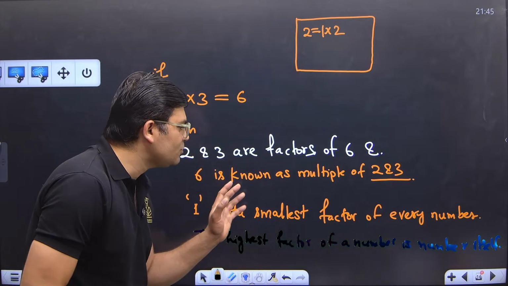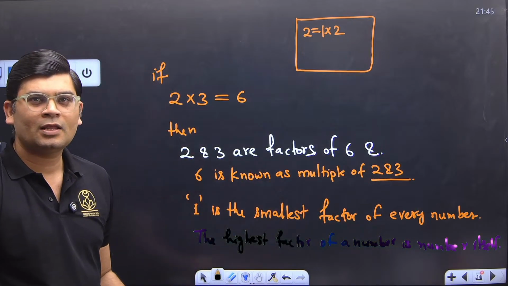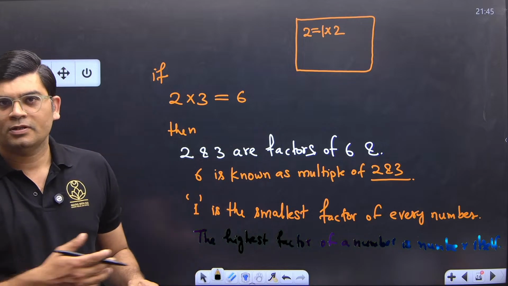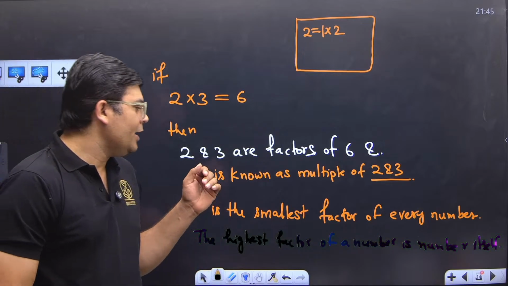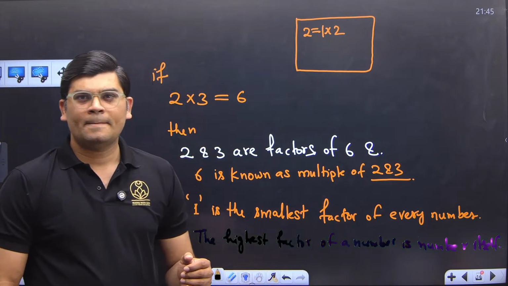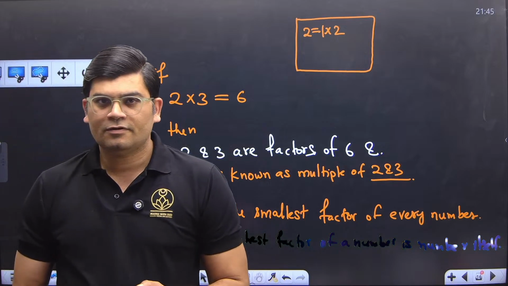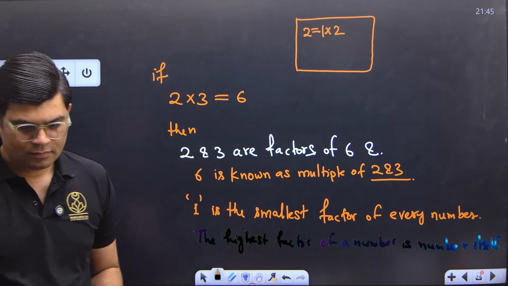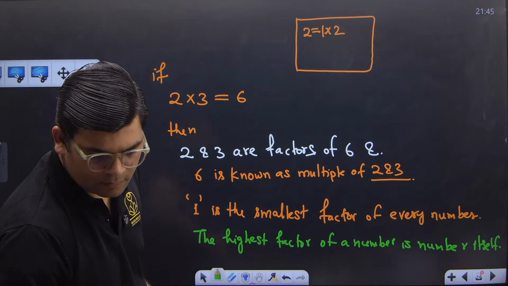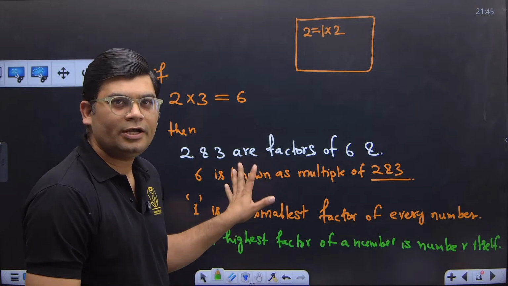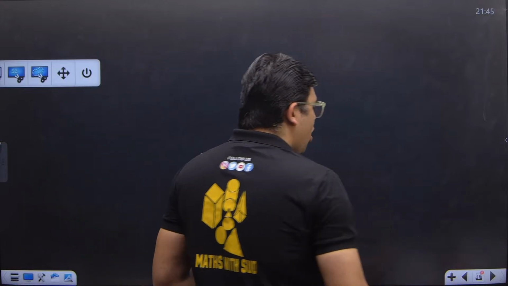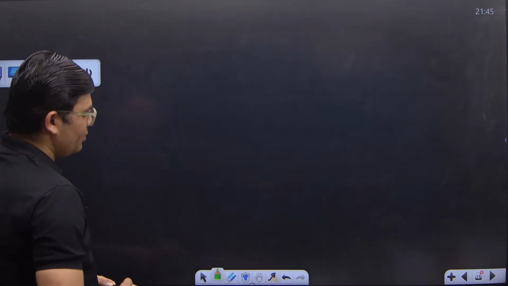Okay, 1 is the smallest factor of every number, and the highest factor of a number is the number itself. Okay, written. Now coming to the multiple of a number.